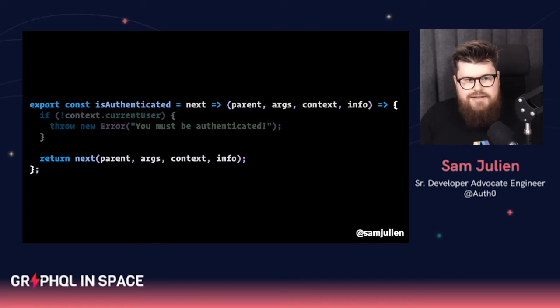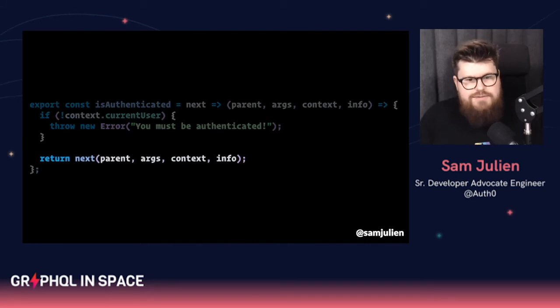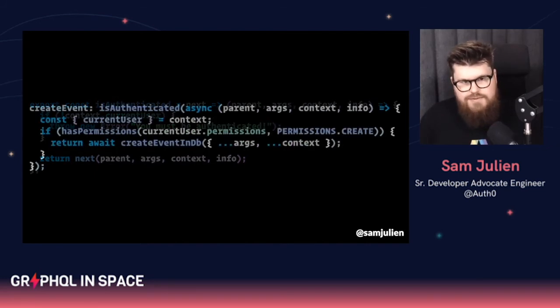So we have our isAuthenticated, we're going to return the next resolver. If we're not authenticated, meaning we don't have a current user, we're just going to throw an error. Otherwise, we'll move on to the next resolver that the function is wrapped with. Here's what that looks like.